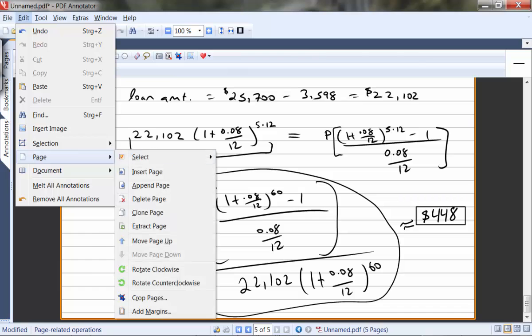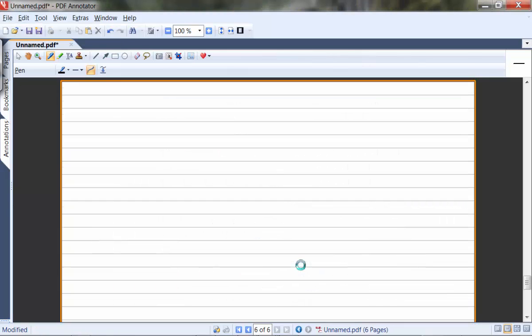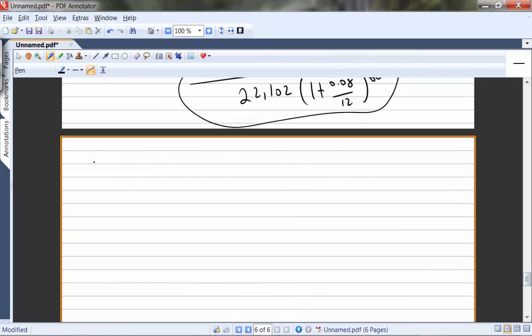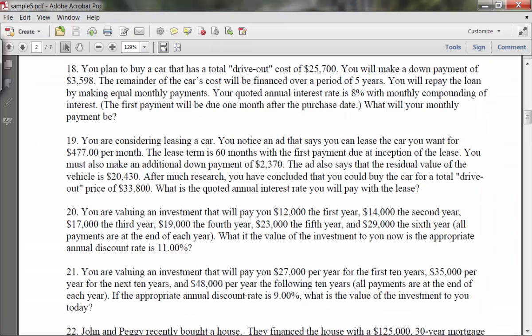Do 19. You will see that these problems become increasingly difficult. 19 is Newton's method again. They're asking what is the quoted annual interest rate you will pay with the lease, and this is an annuity. Excuse me. Leases are annuities, right? Because you have to pay a certain amount every period, whether it be month, week. So we won't do 19. Let's do 20.